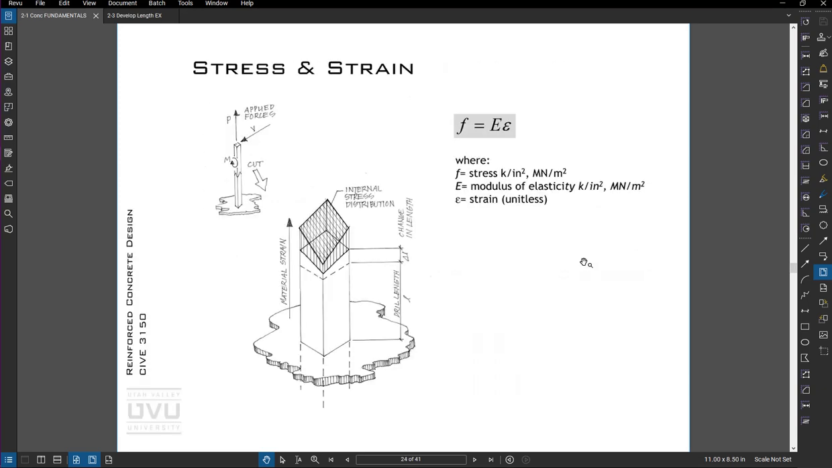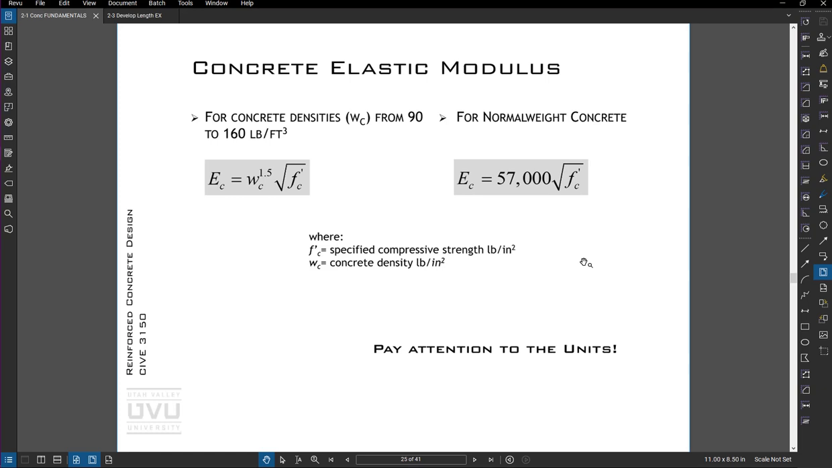Okay, so getting into some of the key things. First, when we do concrete design, we need the elastic modulus for certain calcs, and that's a function of the density times the square root of the compressive strength, or you can use 57,000 square root of f'c for normal weight concrete. It's important whenever you take the square root of the compressive strength of concrete, or the square root of anything, that you use the right units. I always like to use kips per square inch, but in this case, when I'm taking the square root, I have to use pounds per square inch, otherwise things get messed up.